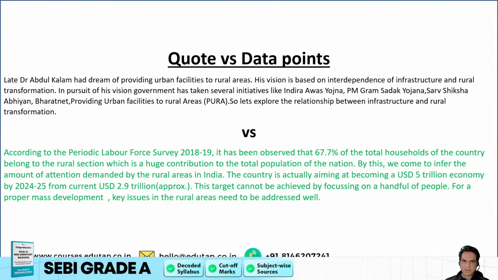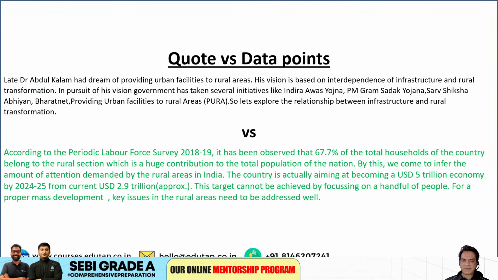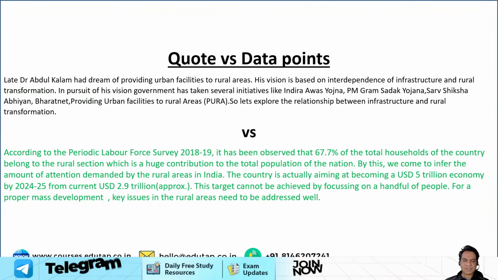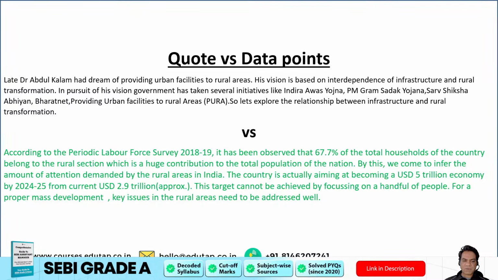This is one opening, guys, which starts with a quotation from Dr. Abdul Kalam and so on. And let's look at the second opening and you be the judge which opening was better according to you. The second opening goes like this. According to the Periodic Labour Force Survey 2018-19, it has been observed that 67.7% of the total households of the country belong to the rural section, which is a huge contribution to the total population of the nation. By this, we come to infer the amount of attention demanded by the rural areas in India. The country is actually aiming at becoming a $5 trillion economy by 2024-25. Or in this case by 2027 from current USD.